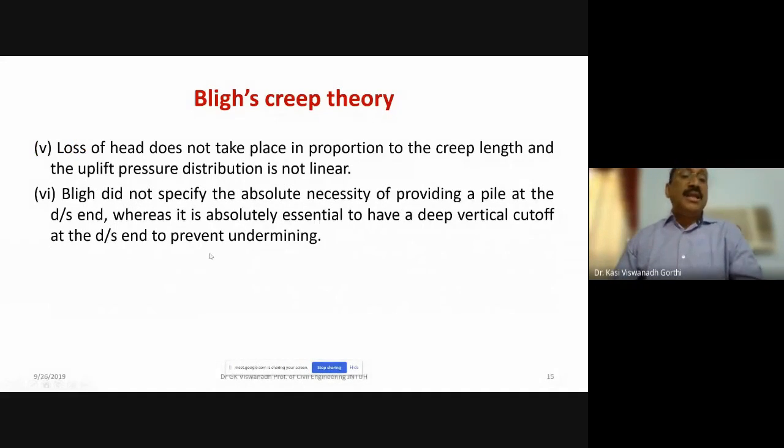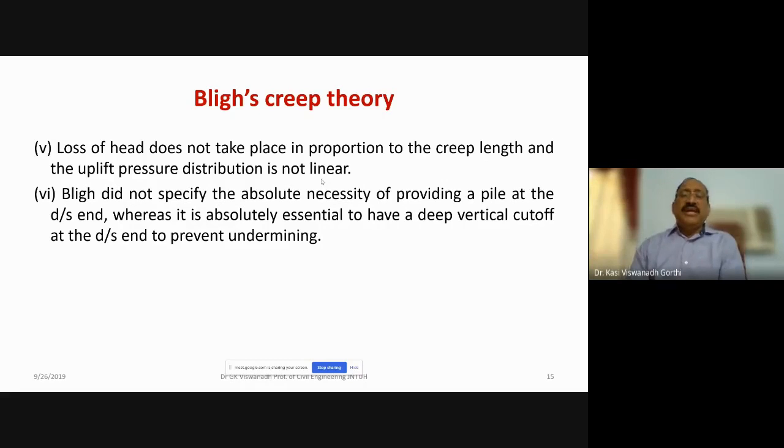Another limitation of Bligh's theory is that loss of head does not take place in proportion to the creep length, and the uplift pressure distribution is not clear. He did not make any explanation about the uplift pressure. Simply, at any point, to find the thickness of the floor, you need to calculate the uplift pressure, and based on this uplift pressure, you have to provide the thickness as 4/3 into h/(s-1). And loss of head does not take place in proportion to the creep length. In actual practice, it is different.